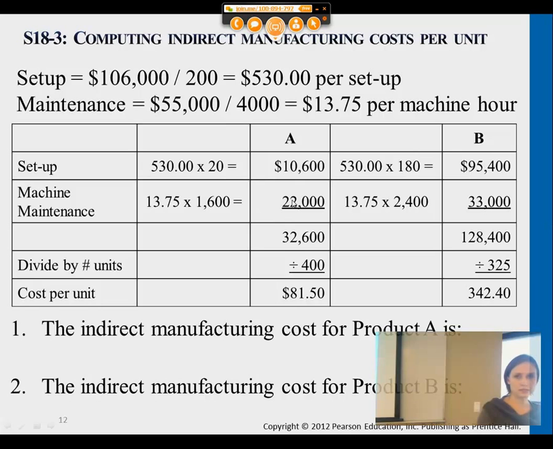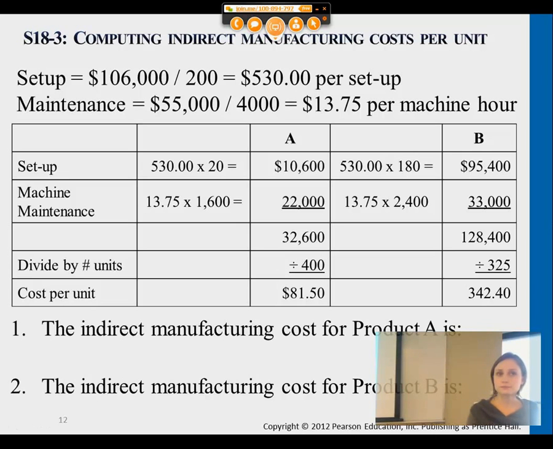And the same for machine maintenance. We're just going through product A right now. So what am I going to do next? I found my cost for setup and my cost for machine maintenance. I'm going to sum them up because I'm looking at just one product, how much cost it has. Then I'll divide it by the number of units.